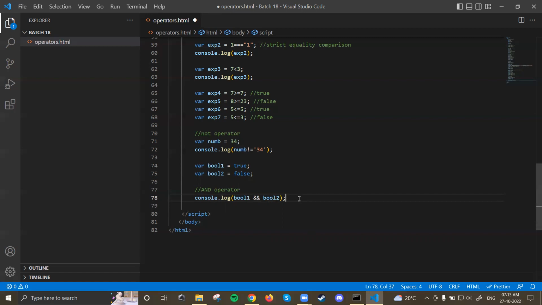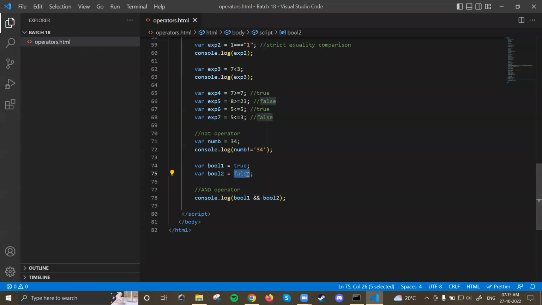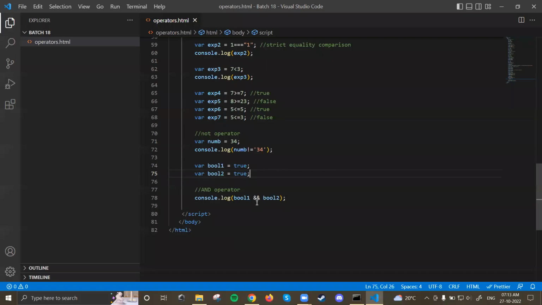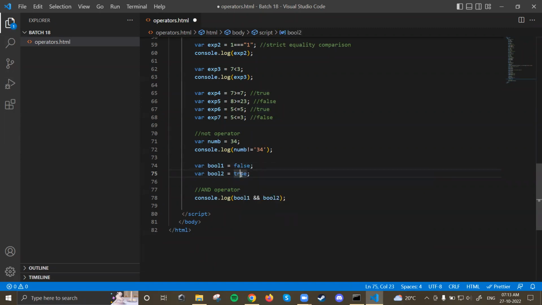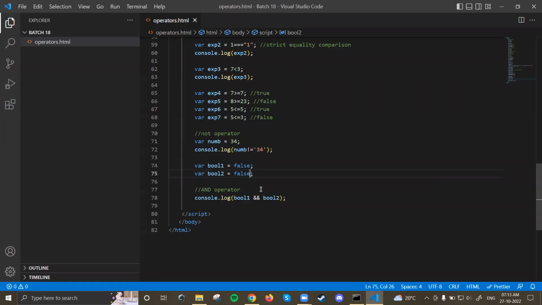False, because both are not true. Only one of them is true. We got false here. So the moment I make bool2 as true, I'll get true, because now both are true. If one of them is false, it will give us false. If both are false, then also we'll get false, because it will check only one condition, that is both true. If both are true, only then it will give true, otherwise it will always give false.